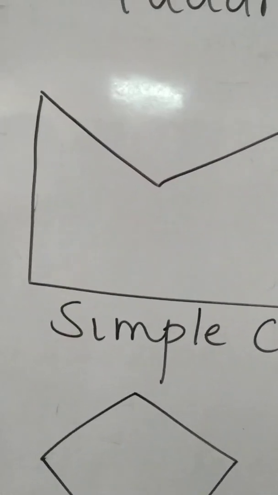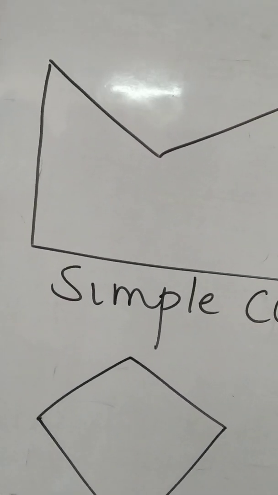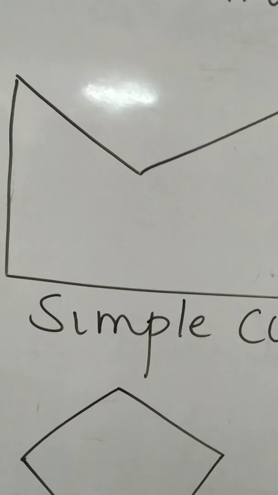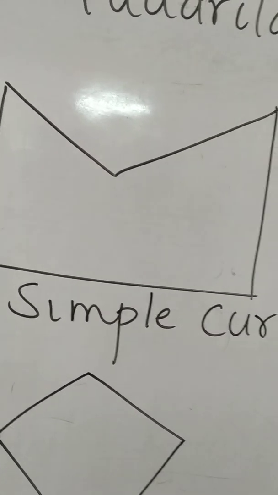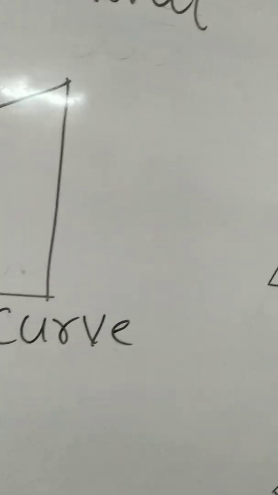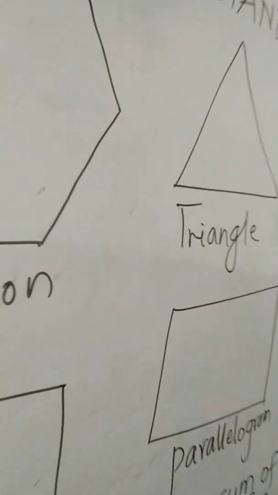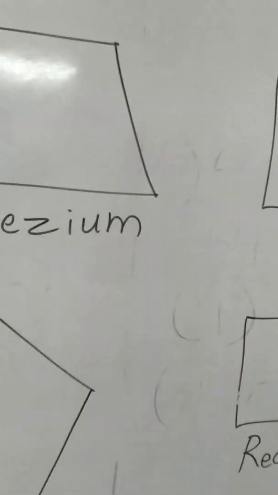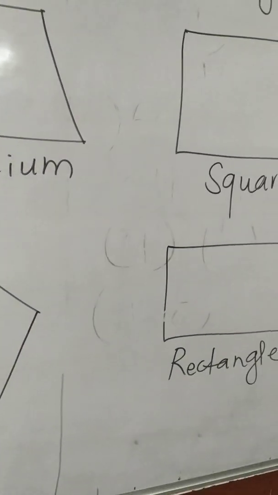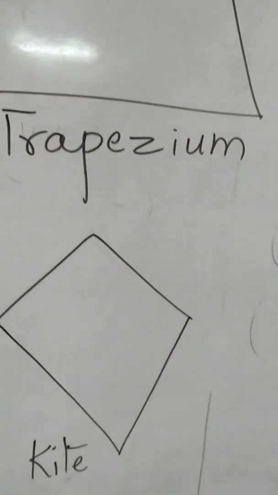A curve which cuts itself is called a closed curve. A simple closed curve made up of only line segments is called a polygon. Polygon examples are triangle. Triangle, how many sides are there? 3 sides. Rhombus is like a square. All the sides are the same. Pentagon. Pentagon means having 5 sides. Hexagon, this is the figure of a hexagon, having 6 sides.